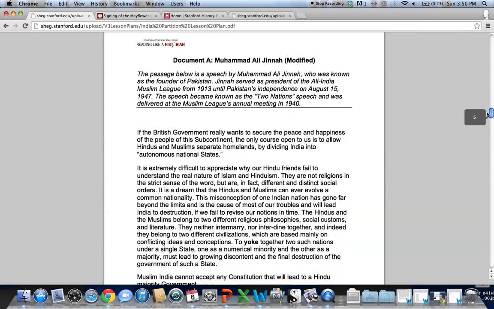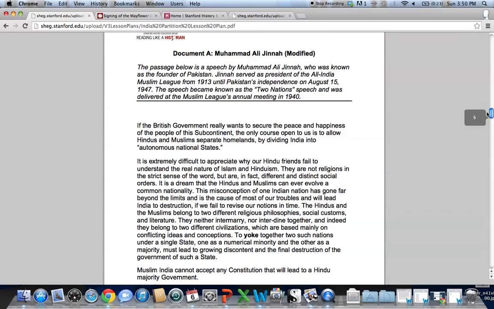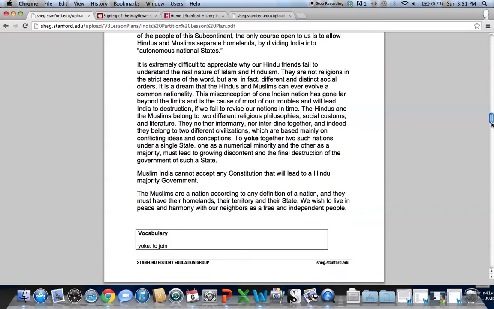So you look here, document A is from Jinnah. It mentions it's a modified document, so students know this is not word for word what he said. It's modified for complexity, for length, and so forth. There's nothing pertinent that is taken out or concealed from students.